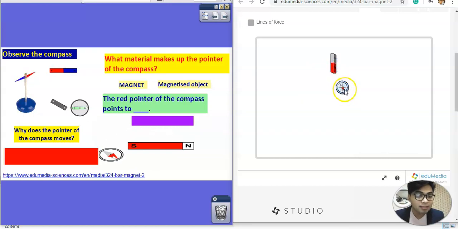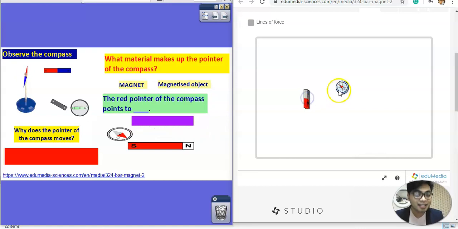Look at this one. This red one, is it attracted to the gray one? Yes or no? It's not. How about the gray one? Is it attracted to the red one? Yes, it is. So what happens here is that, again, the rule for magnets is that opposite poles attract, similar poles repel. So this one is the South Pole, so is it attracted with the red one? Look at this one. The red and the red here do not attract each other.